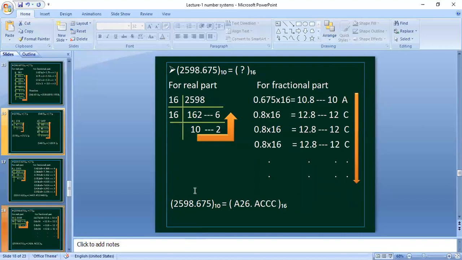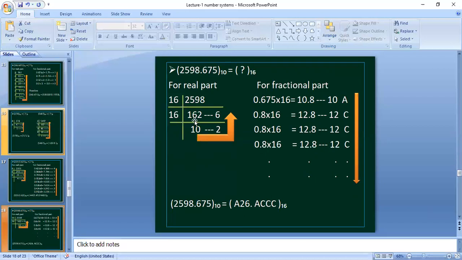In a similar way, here I'm taking an example containing both integer part and fractional part. If you want to convert this decimal number to hexadecimal, the base or radix of the hexadecimal number system is 16. If you want to convert the integer part, we need to do successive division with 16. And if it has a fractional part, we need to do successive multiplication with 16. So for the integer part, we follow the successive division.